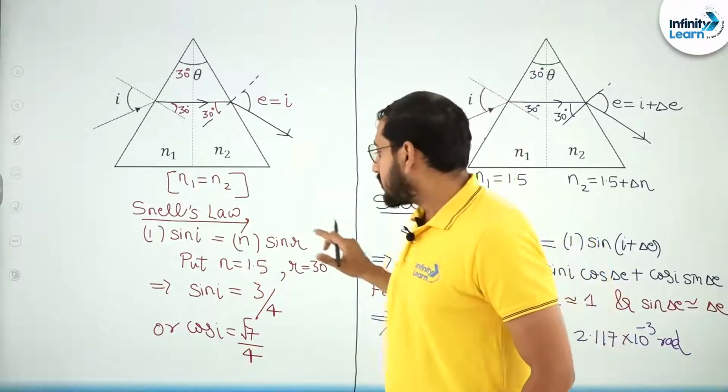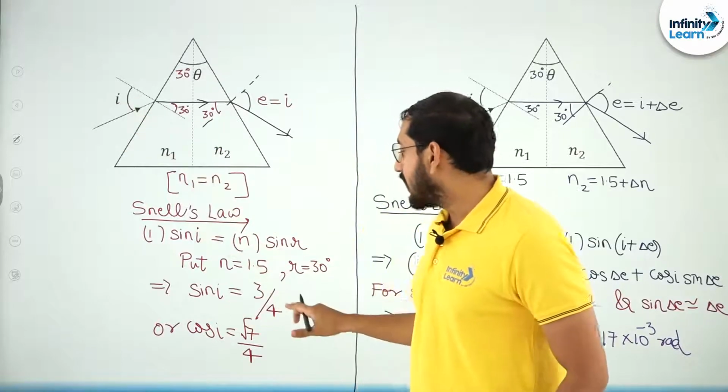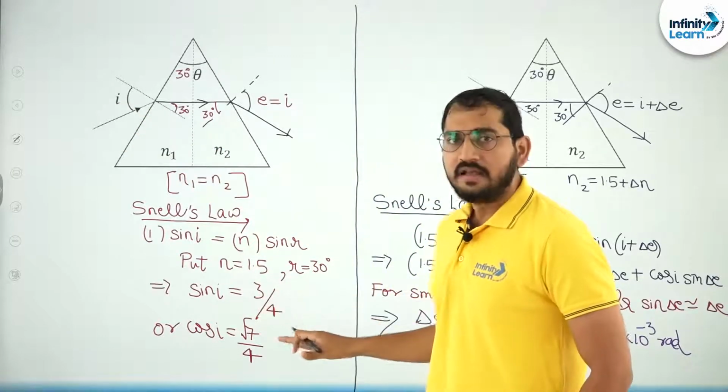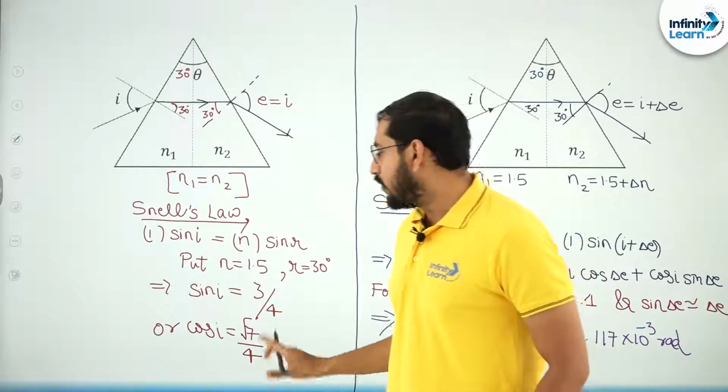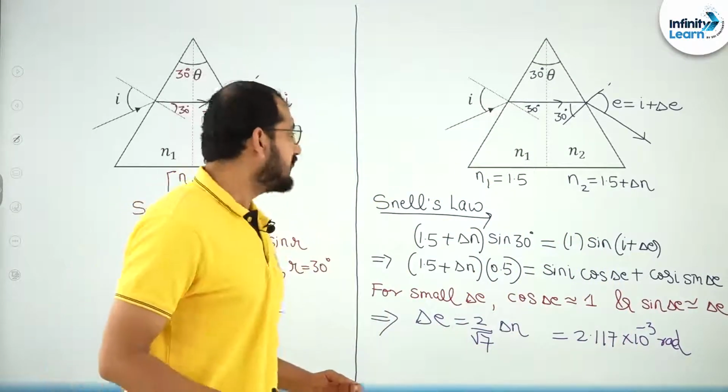So after applying Snell's law, I can get the value of this angle of incidence, which comes out to be sin i equal to 3/4, and here only I will keep aside the value of cos i for later use, right. Now moving on to the second case.